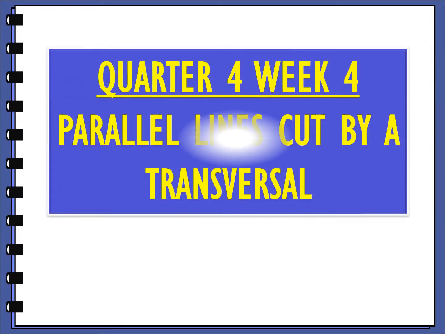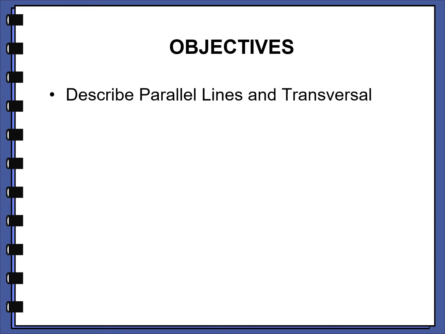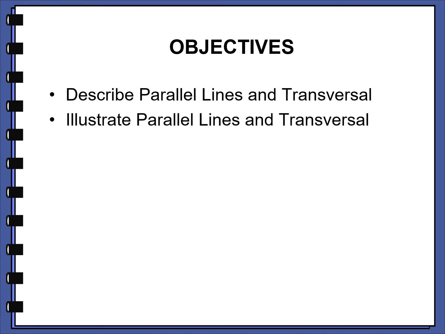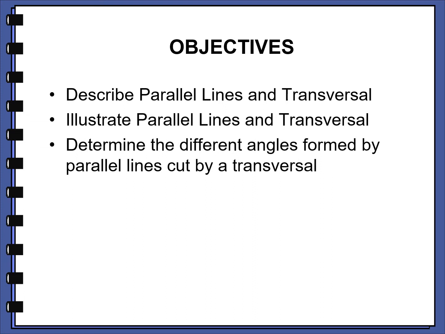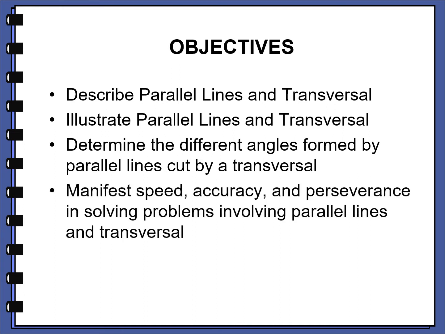For quarter 4, week 4, our session is all about parallel lines cut by a transversal. The objectives of the session: number 1, describe parallel lines and transversal. Number 2, illustrate parallel lines and transversal. Third, determine the different angles formed by parallel lines cut by a transversal. And fourth, manifest speed, accuracy, and perseverance in solving problems involving parallel lines and transversal.